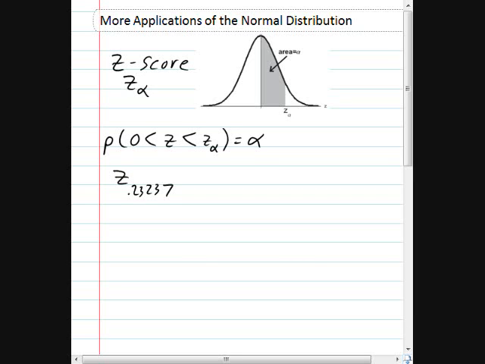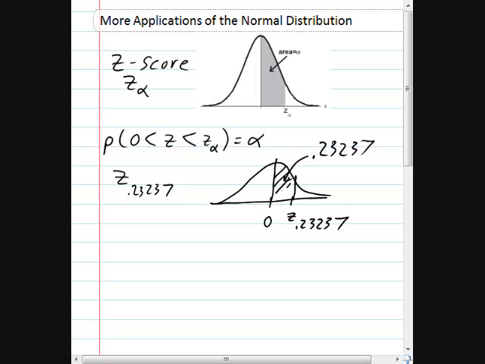Let's look at an example of finding a z-score. Suppose we want to find z sub 0.23237. Let's draw a picture of what it is we're looking for. We have a standard normal curve centered at 0. We have our z-score, z sub 0.23237. We want the area between 0 and that z-score to be 0.23237. So that's this area.